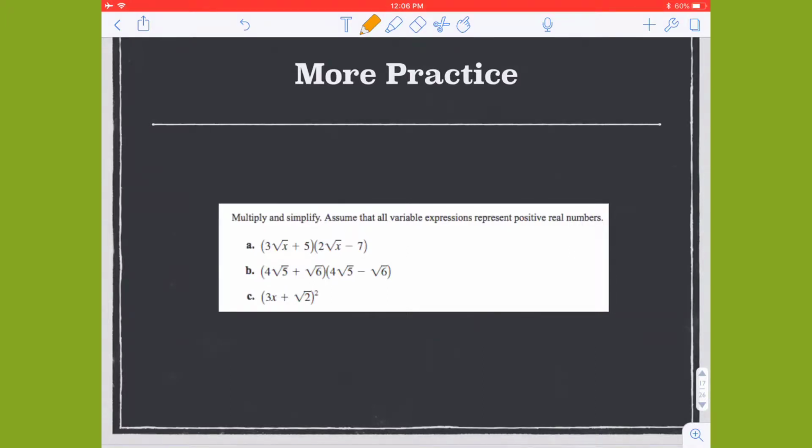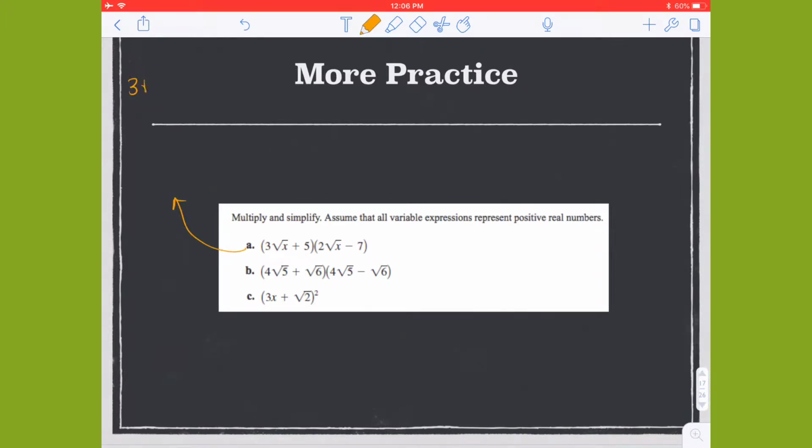We ended our last video in this series on some practice problems. You were multiplying two binomials together and I brought in radicals, so I want to make sure you feel confident and comfortable on how to go about these problems. So we're going to first look at letter A.